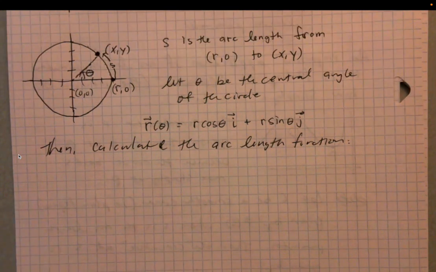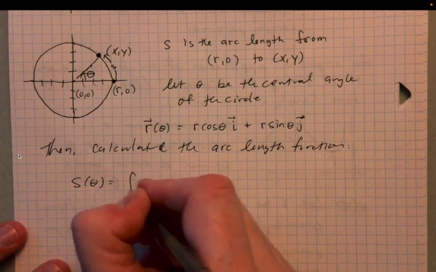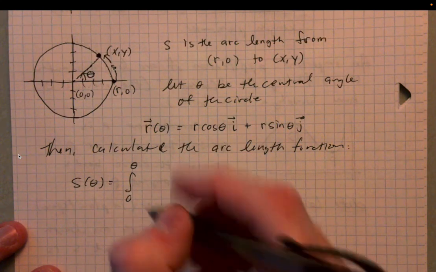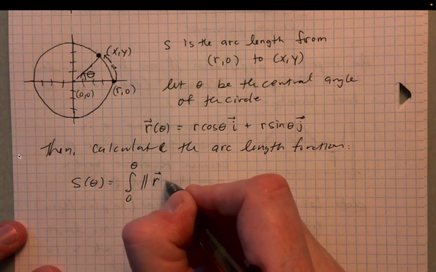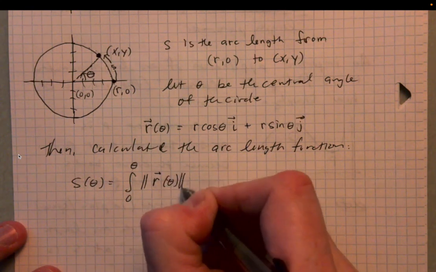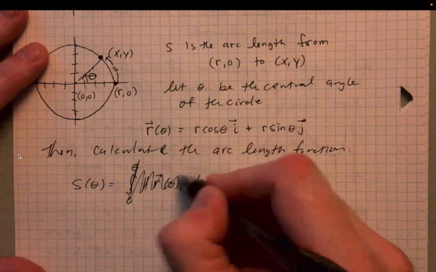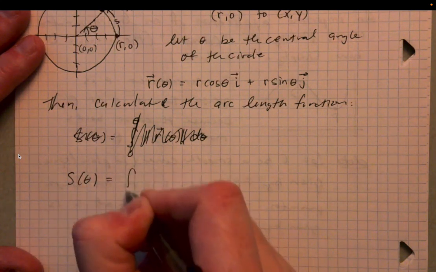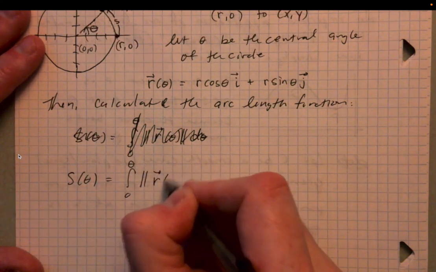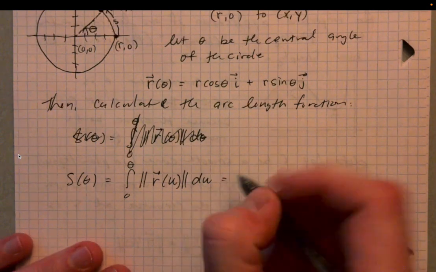So s of theta is equal to the integral from 0 up to whatever theta happens to be of the norm of the derivative of r, d theta. Okay, this should be a u. Dang it, sorry, I did that again. I knew I would do it again. So s of theta is equal to the integral from 0 up to theta of the norm of r prime of u du.